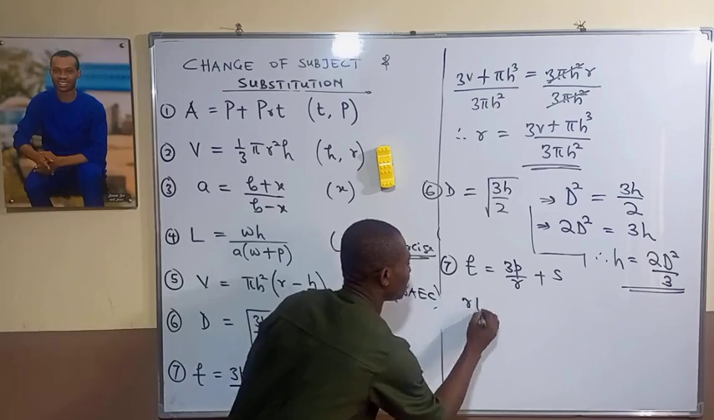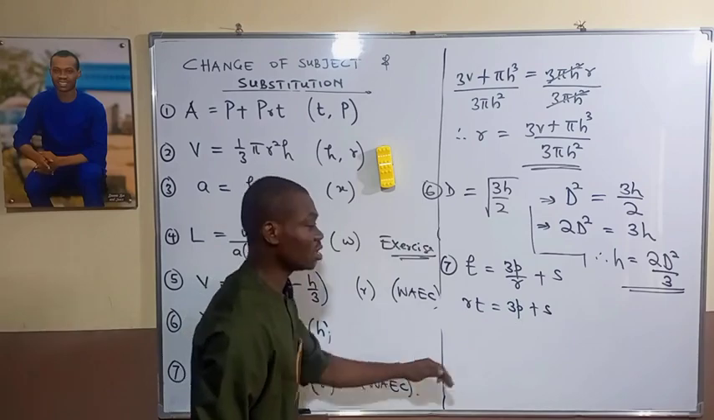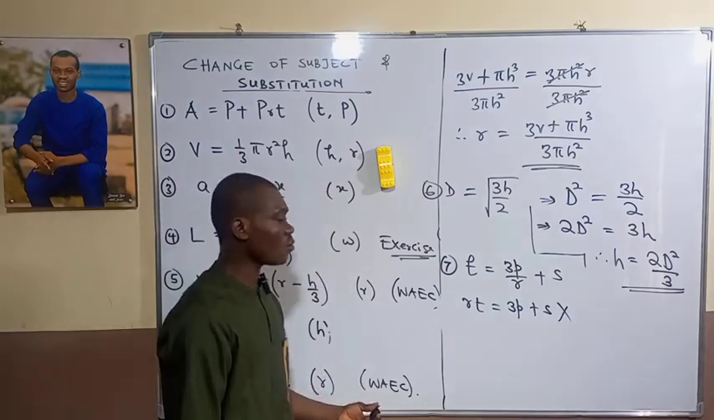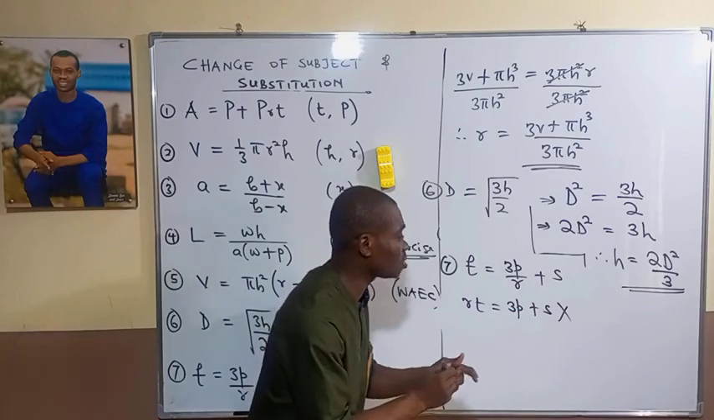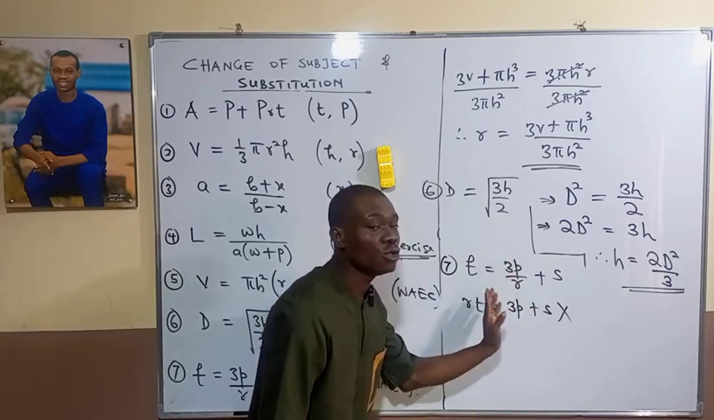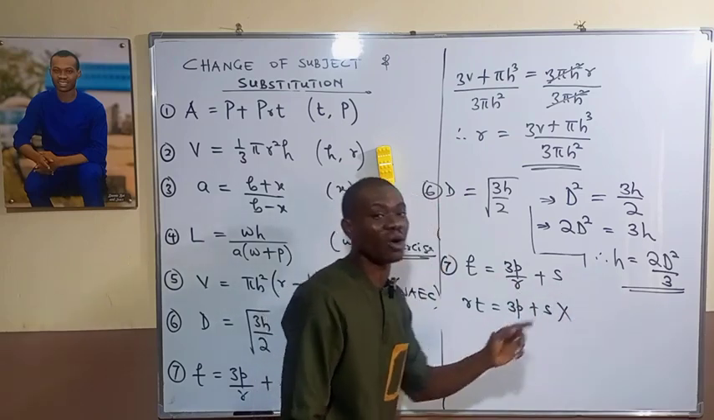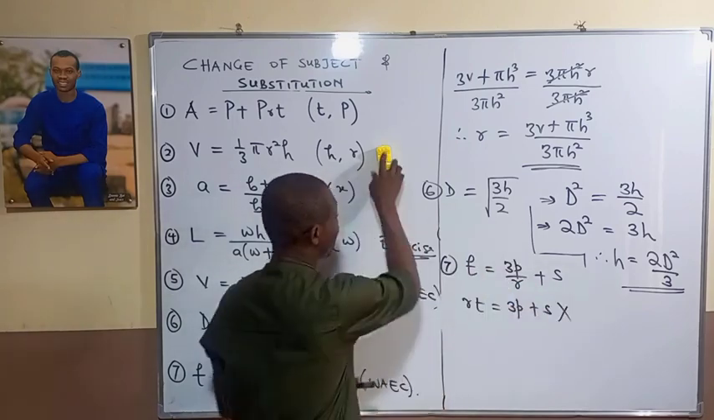They will now write RT is equal to 3P plus S. But is this correct? And the answer is what? No, it's not correct. Why is it not so? Because the r here is just the denominator of 3p. Now, for you to cross multiply, it has to be the denominator of everything on that side. But your s is just on its own. So what are you supposed to do?